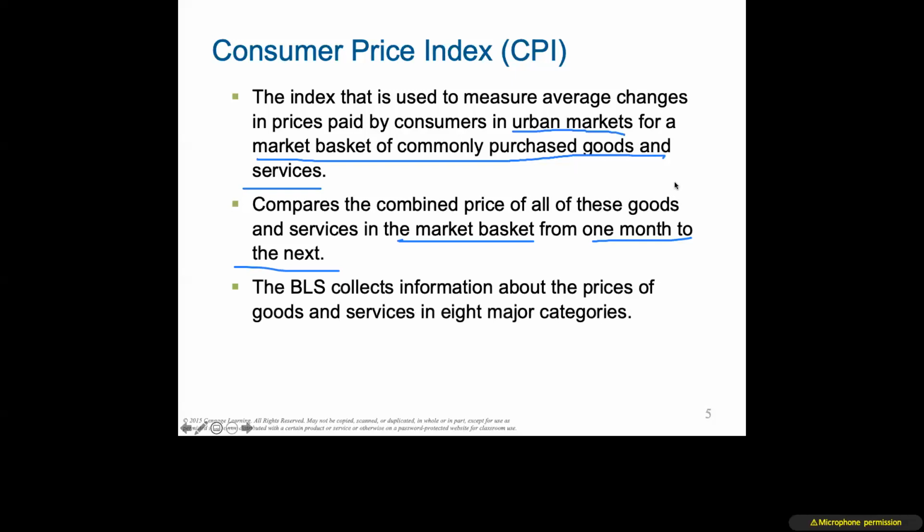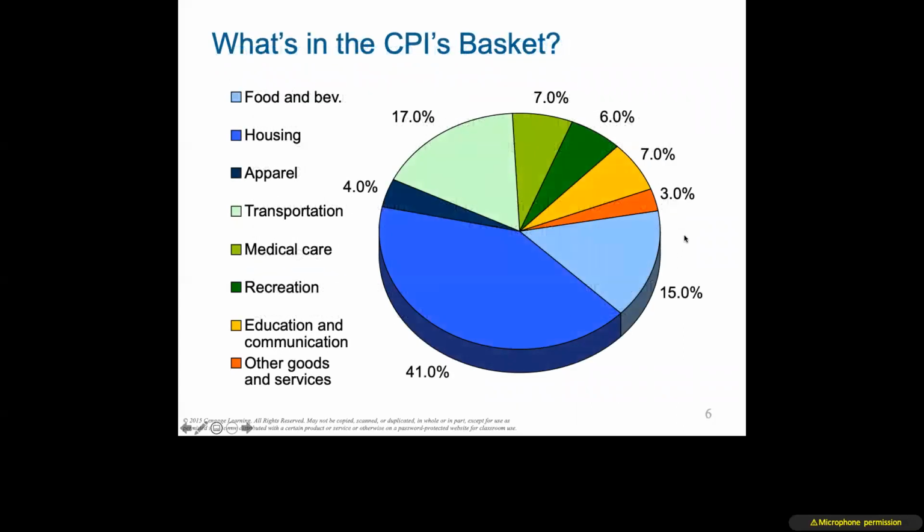The Bureau of Labor Statistics, otherwise known as the BLS, collects this information about prices of goods and services in 8 major categories. You're thinking to yourself, well, what are those 8 major categories? Here is the CPI and how it gets divided up on average.